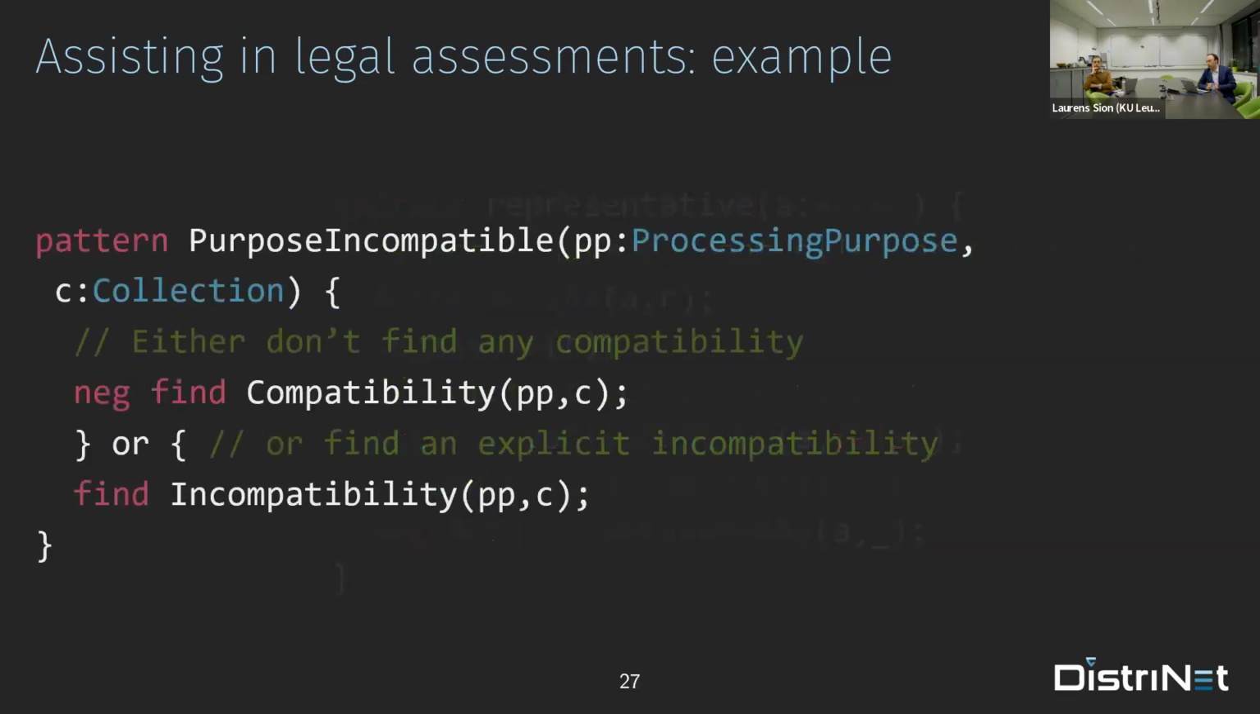Another example is the purpose compatibility. For every processing, every purpose actually has to be compatible with the purpose for which we originally collected the data. Here we can find that either we don't find any information that they are explicitly compatible. So that's again part of that legal information that we can embed in the model. Or maybe we even find an explicit incompatibility because some legal stakeholder earlier already specified that certain purposes are incompatible.